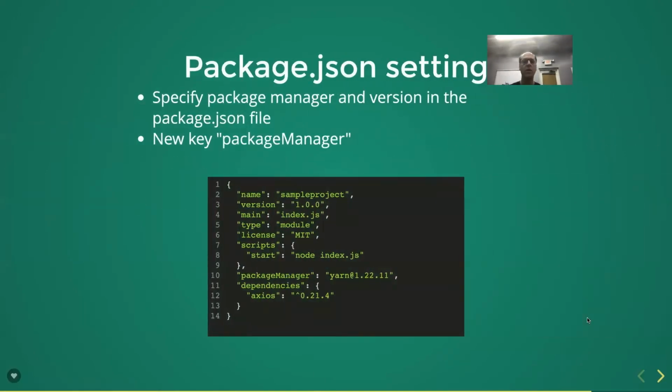And one of the things they've also done is add a key that you can use inside of your package.json file where you can specify which package manager you want to use by default. In this case, I have it set to Yarn. But they have added a key to package.json for doing that.